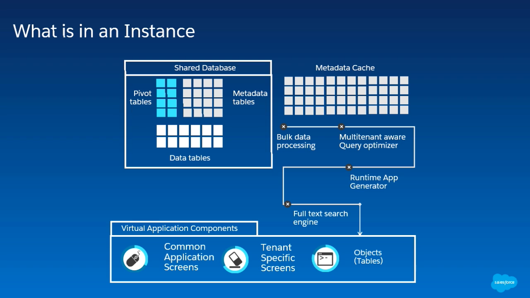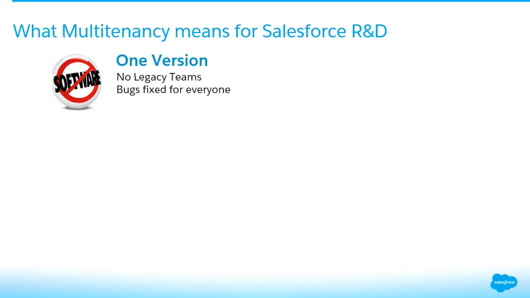And then we have common application screens. So Salesforce has got the setup tree and that sort of stuff, which are all common amongst everybody. But we have tenant-specific screens. So we have the changes you've made to the Salesforce screen. So you've added some fields, you moved things around, added some page layouts, etc. That's all yours. And lastly, we have our objects or tables. And that's where we have the virtual application components. So when you log into your version of Salesforce, it's going to be very different to someone else's version of Salesforce. But it's all running on exactly the same bit of kit and works exactly the same way. So multi-tenancy is actually very important for our R&D team as well.